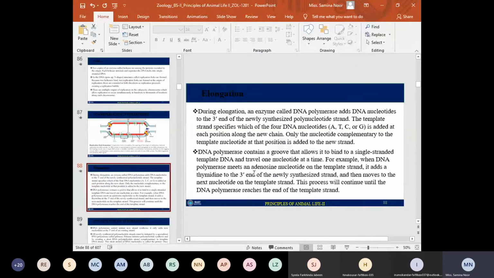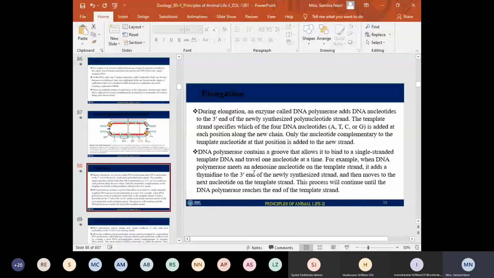The template chain specifies which of the 4 DNA nucleotides is added: the adenosine nucleotide, or the thymidine nucleotide, or the cytidine nucleotide, or the guanosine nucleotide. From these 4 nucleotides, the template chain specifies which one is added at the position along the new chain. Only the nucleotide complementary to the template nucleotide at that position is added to the new strand.